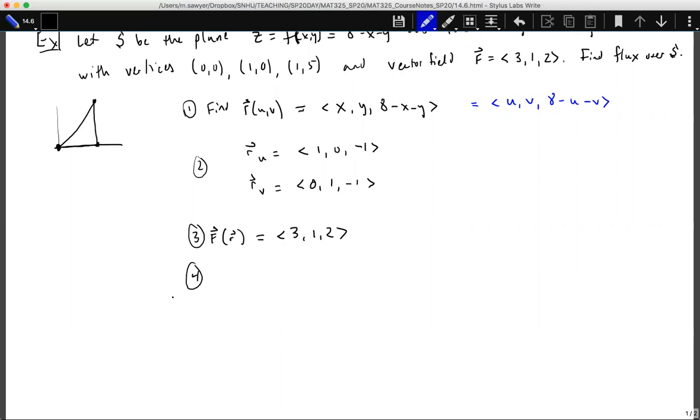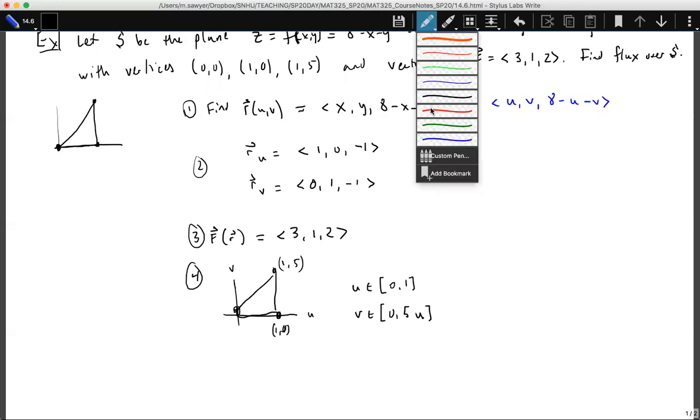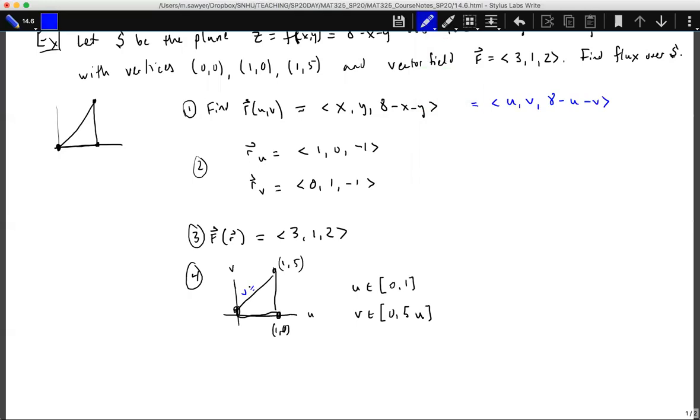Fourth, we look at our region. Given our region here, we go from (0, 0) to (1, 0) to (1, 5). So we need to decide how to describe this region in terms of rectangles. This is our u-axis and our v-axis corresponding to our x and our y. So u is an element of 0 to 1, and v is an element of 0 to 5u, if we think about what this line here looks like. This is the line v equals 5u. So we've parameterized our region.